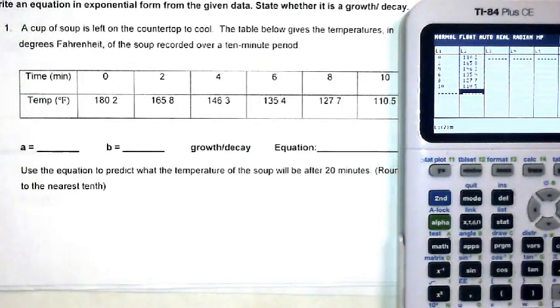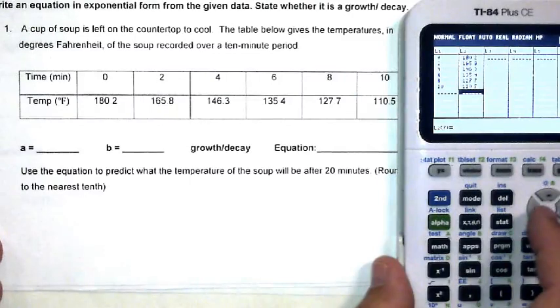Because we will spin the wheel of not ideal to input values. Yeah, so I'm going to spin the wheel and you're going to tell me what is the A, what's the B, what's the growth, decay, what's the equation.